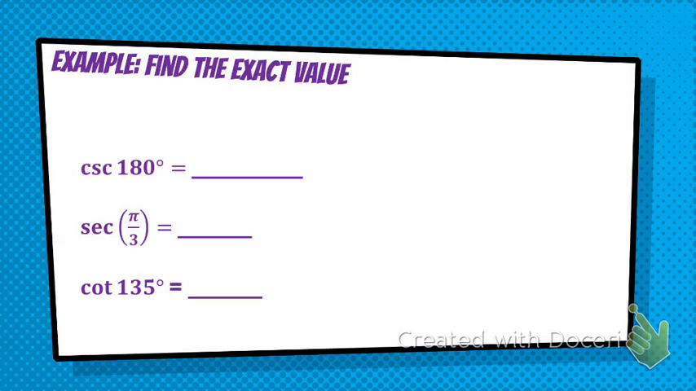So here we're going to find the exact value. What is the cosecant of 180? I like to think about this in terms of sine first. What is the sine of 180? Then just write the reciprocal of that. The sine of 180 is 0, so this is 0 over 1. The reciprocal would be 1 over 0, and we can't divide by 0, so that would be undefined.